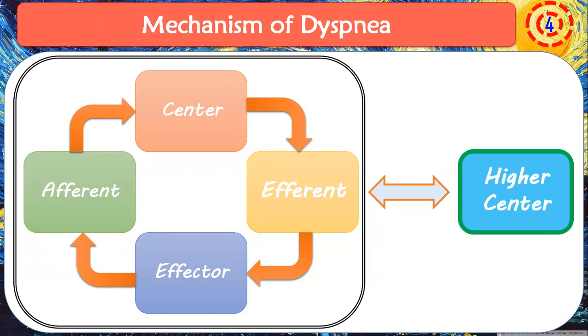So the first location where the mechanism of dyspnea could take place is between effector and efferent. And that is what we know as increased mechanical effort of breathing. So we shall describe it now. So what is increased mechanical effort of breathing and how does it cause dyspnea?